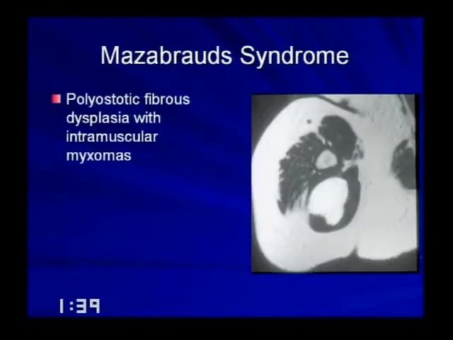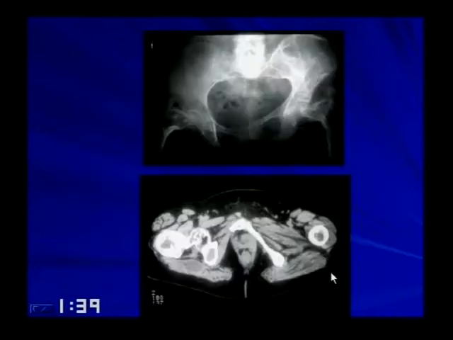Mazabraud syndrome, polyostotic fibrous dysplasia with intramuscular myxomas. Here you can see this intramuscular mass, and you can see that there's fibrous dysplasia in the humerus. You can see it here on the MR, and a soft tissue mass. This is another patient with Mazabraud's, fibrous dysplasia, and an intramuscular myxoma.